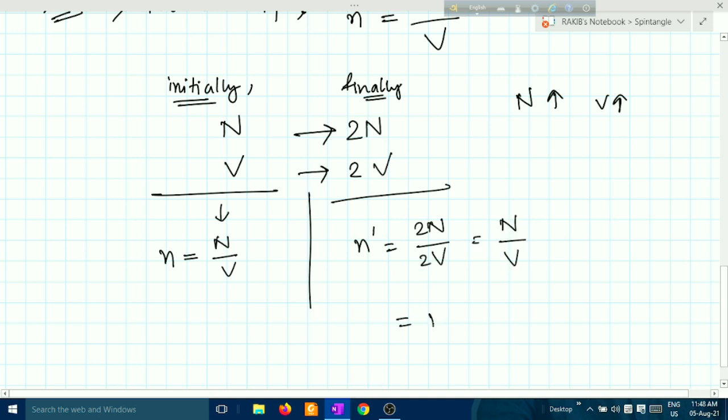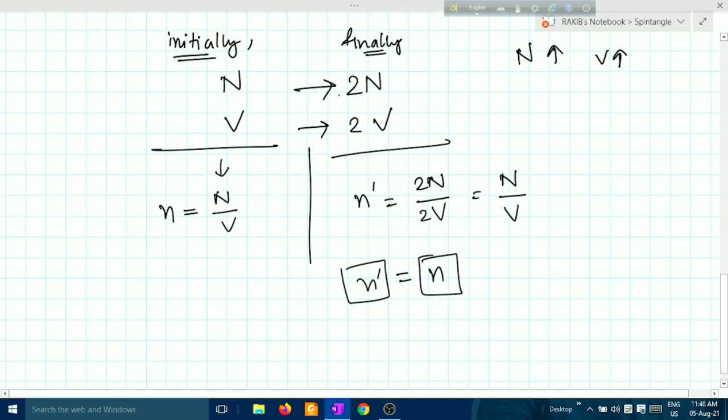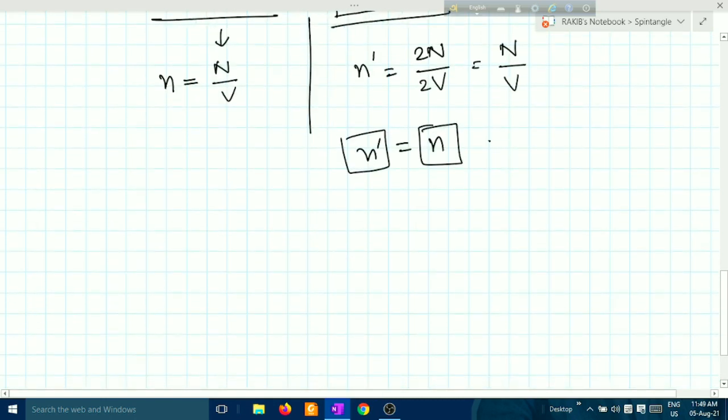What is this N by V? N by V is the initial number density. This means number density does not change with the system size, as now the system size becomes 2V, the volume of the system at this time. The number of particles can change, therefore the mass of the system will also change. The volume will change, but there will be no change in the number density of the particles.